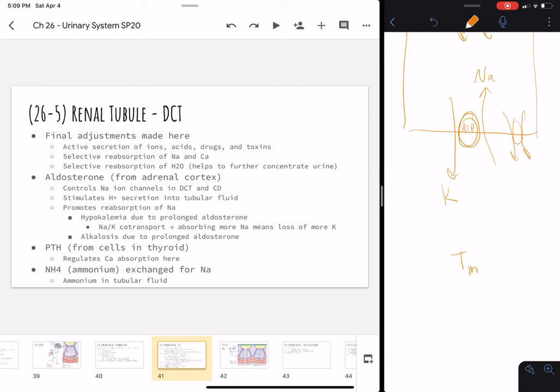fluid. We also talked about how NH4 is the one that's getting secreted here into this space, and that's really important because ammonia is the main molecule that really gives urine the kind of smell that we're familiar with. I don't even want to describe it. You all know what urine smells like.